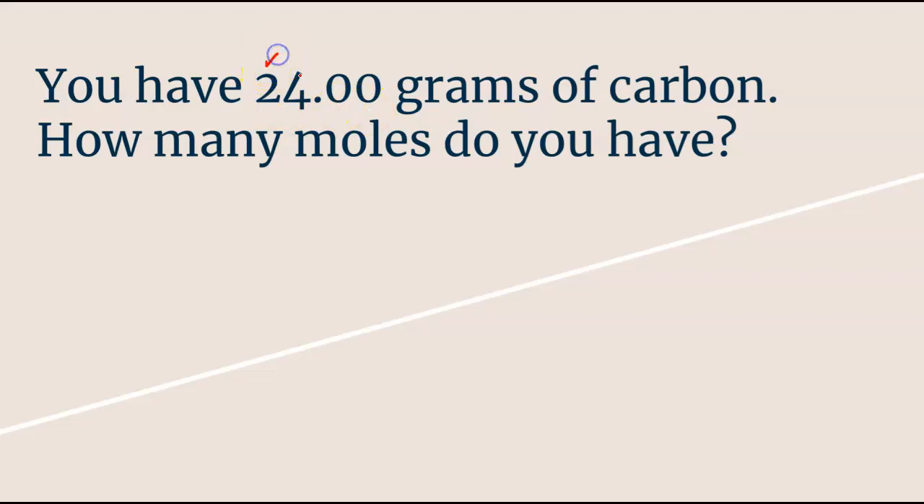So this 2 counts because it's a whole number. This 4 counts because it's a whole number. Remember, this 0 counts because it's after a whole number and there's a decimal in the number. And that's the case for this 0 also. That means I need to round my answer to 4 significant figures.